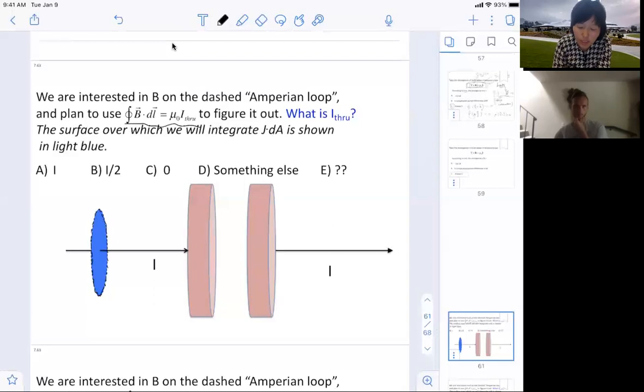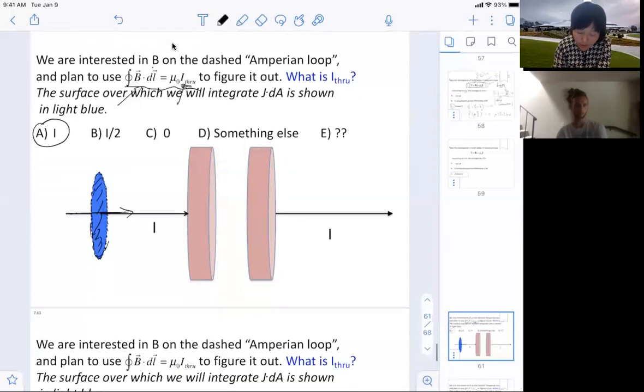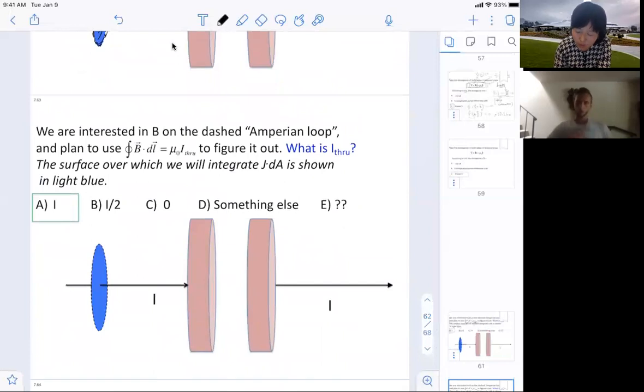If we were to compute B on the Ampere loop, on this little dashed line, you can see that this is my left-hand side and the current through is the current through the cross-section, and the cross-section is defined by this loop. If I'm looking at this blue area, what is the current through? I don't need to ask you to vote on this, right? Because this is pretty straightforward. What is the current through here? It's just I, yeah, very good. So you might wonder, there's no problem here, right?